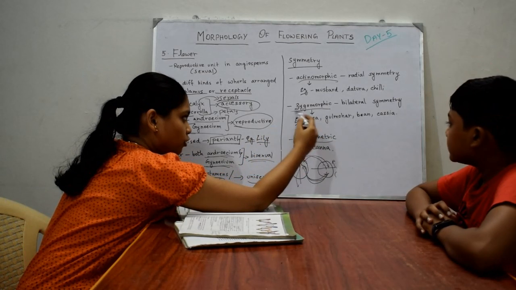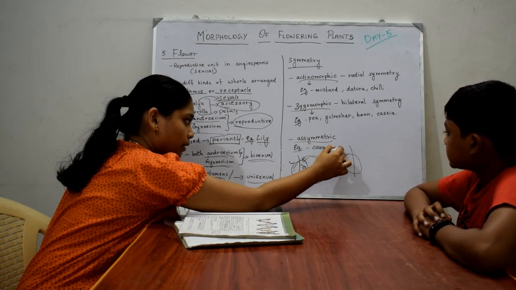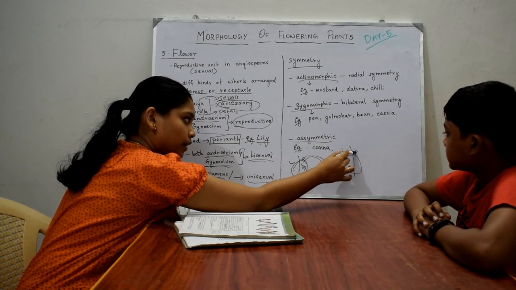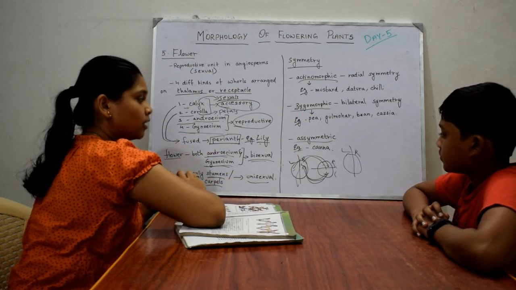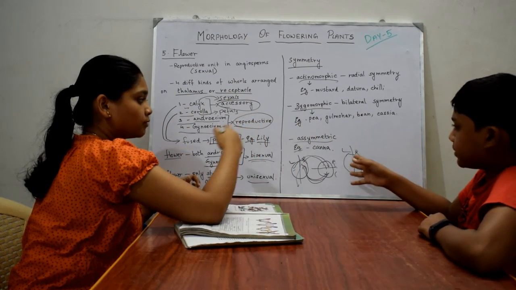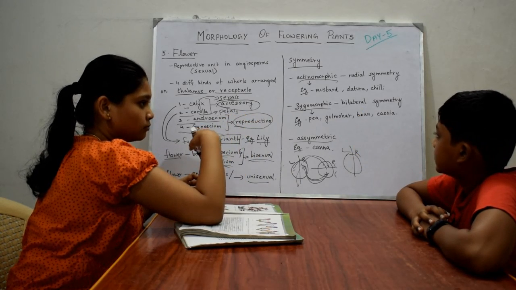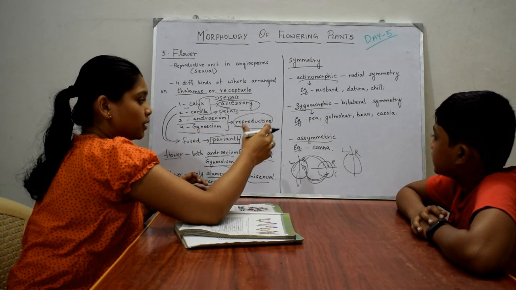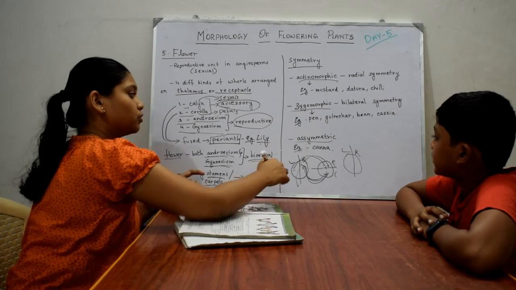In zygomorphic symmetry, the plane can only divide into left and right. It cannot divide by any other planes. Can you understand? It is also known as bilateral symmetry. Examples are pea, gulmohar, bean and acacia. And asymmetric means flowers do not have any symmetry. An example is canna.